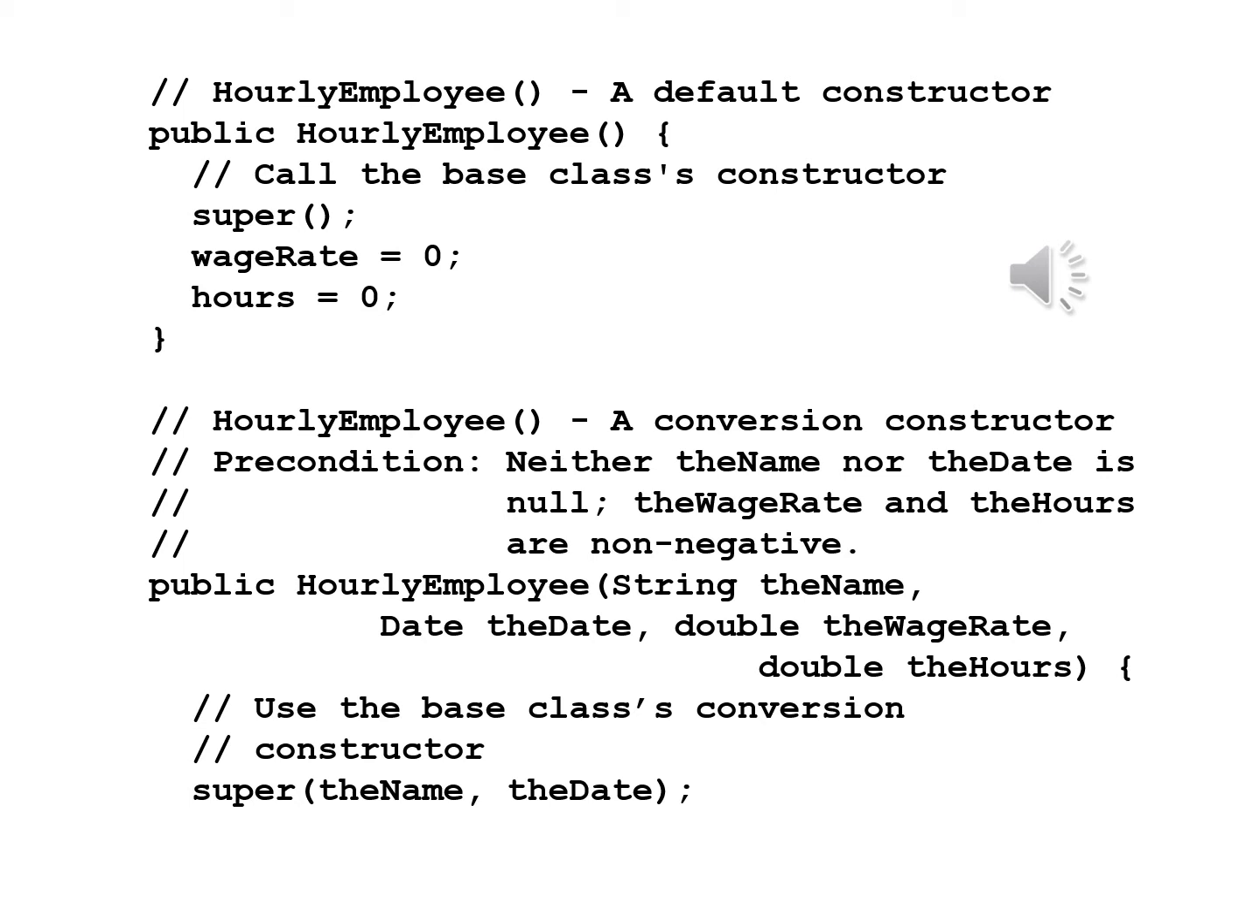Public HourlyEmployee, String theName, Date theDate, double theWageRate, double theHours. And again, we will use the conversion constructor, this time for the base class. And we write super, theName, theDate. This way we have taken care of initializing these two properties that it inherited from the base class.